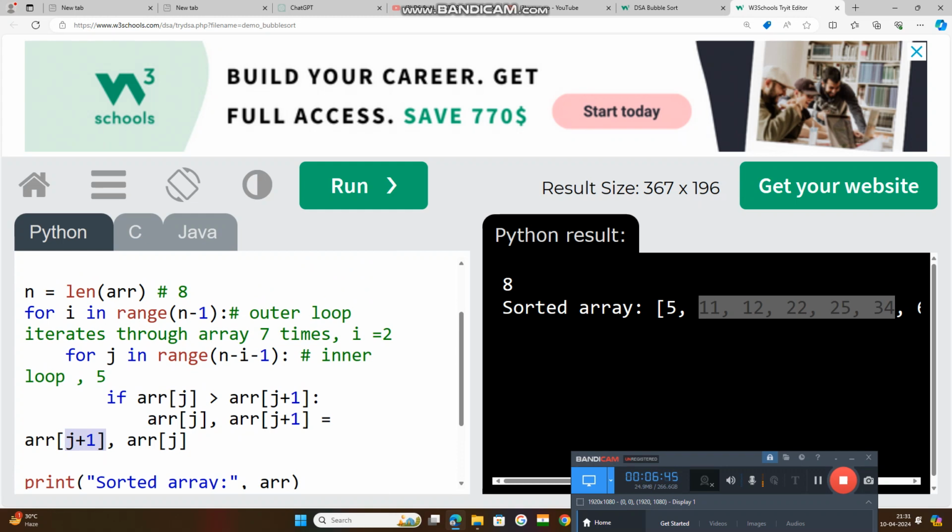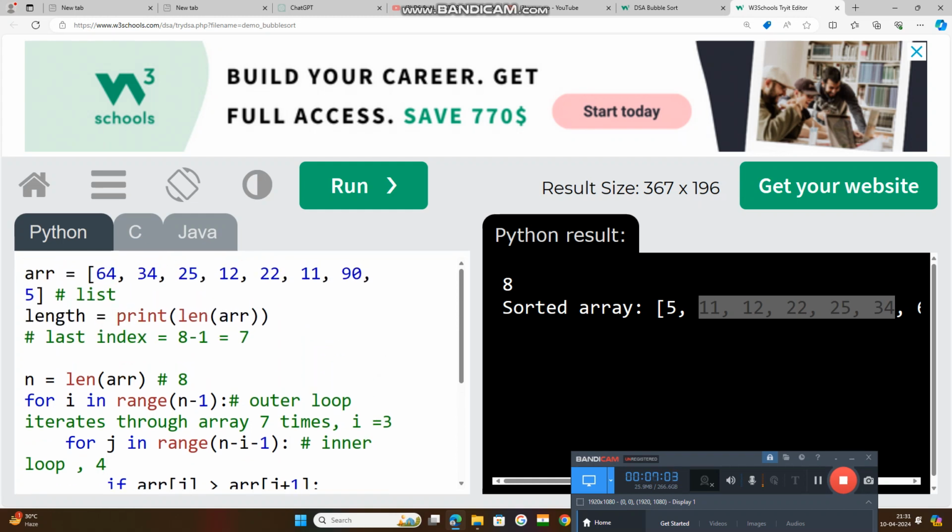Now values becomes 5. Now I becomes what? 3. Whenever I becomes 3, j values are 8 minus 3 minus 1, so 8 minus 4. Now values will become 4. Now the last 4 values are what? These 4 values.